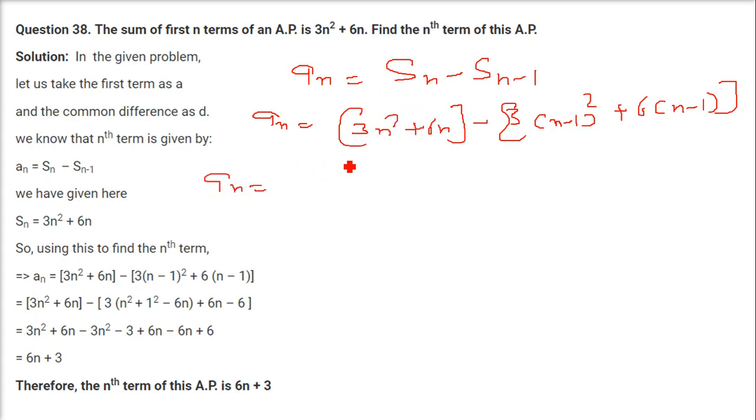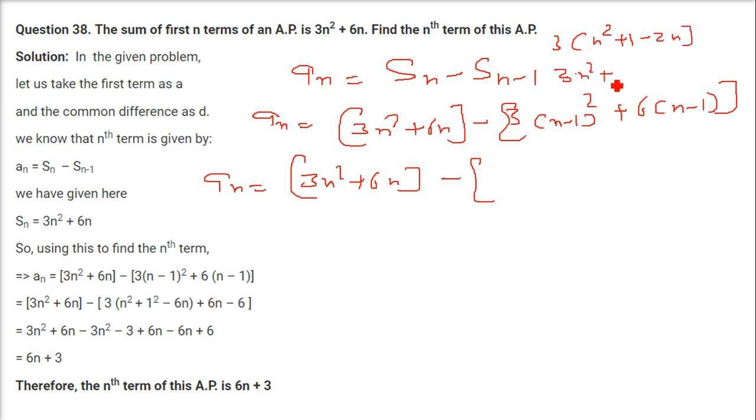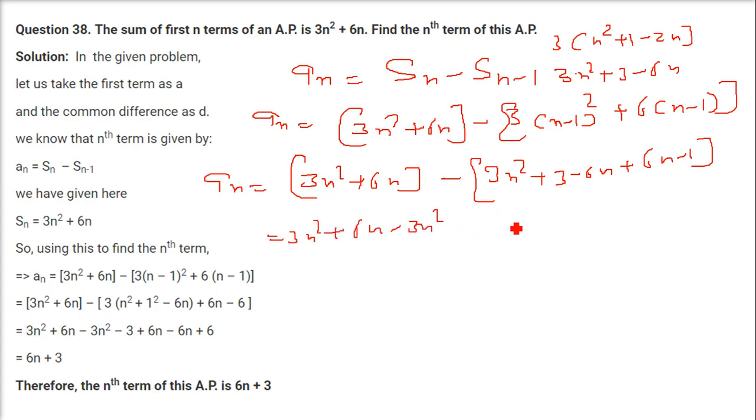That is, An will be equal to 3n square plus 6n, minus this, which I am writing here: 3 into n minus 1 whole square. So n square plus 1 minus 2n. So you get 3n square plus 3 minus 6n. So 3n square plus 3 minus 6n, and what do you get here? 6n minus 1. Now let me open it: 3n square plus 6n minus 3n square minus 3 plus 6n minus 6n plus 1.